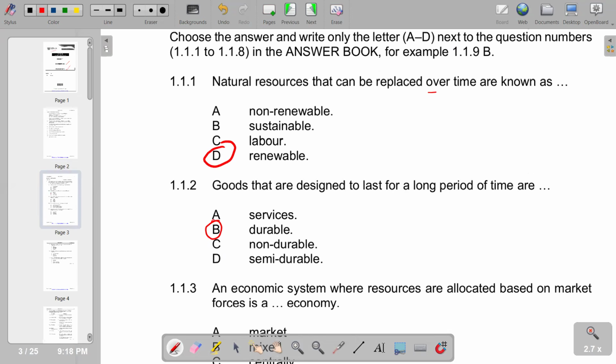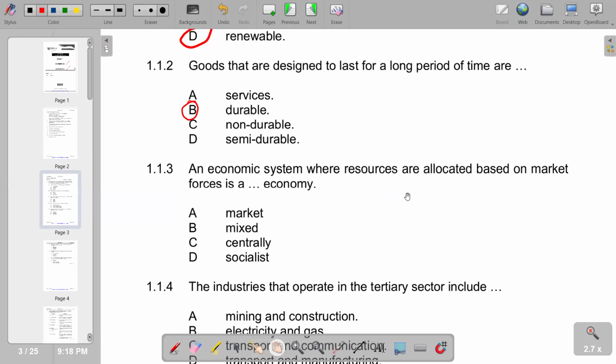So if you go on number three, an economic system where resources are allocated based on market forces is a. We know that this is a market economy. We have got the free floating of the forces of demand and supply. So in that case, we don't have a visible hand that controls market operations. So we call that a market economy. So we have A as the correct response.